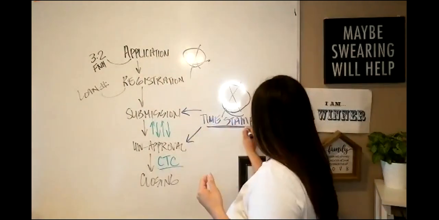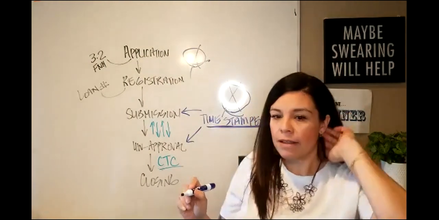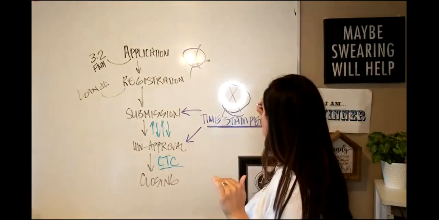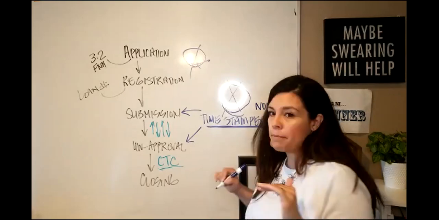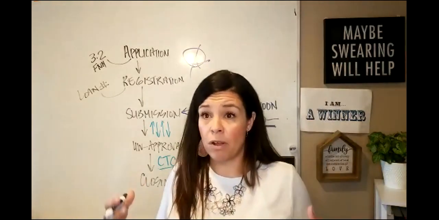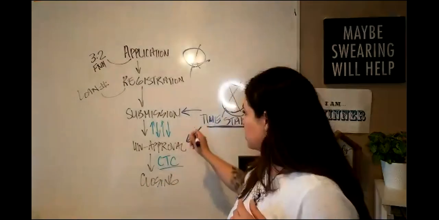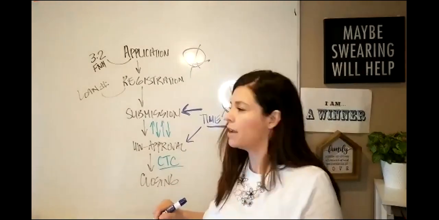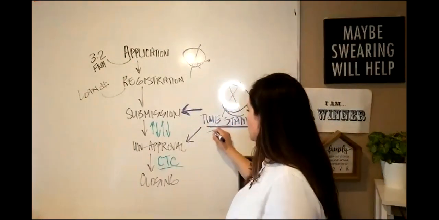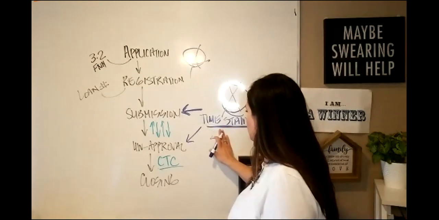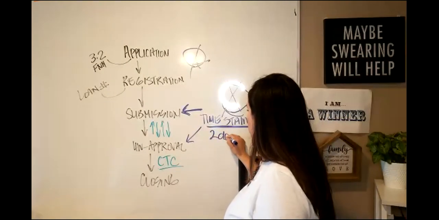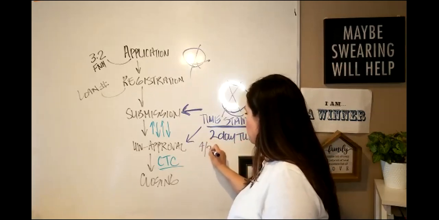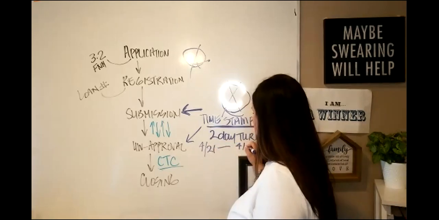So, time stamped. But there's a cutoff time, and most of the time it's noon of whatever time zone the bank is in. So for example, it's 10 o'clock Mountain Standard Time. If I submit a loan for today at 10 o'clock, it's going to get stamped today at 10 a.m. If they have a 2-day turn time, and I turn it in today on 4/21, then I'm expecting this out 4/23.